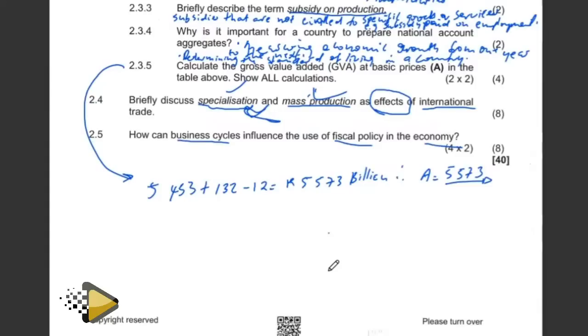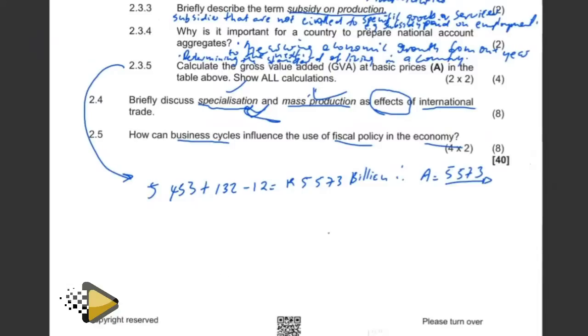Okay, right. So now if you check, the question needs us to outline how the business cycle can influence the use of fiscal policy. So now, as I said, it depends on the status of the economy. Okay, right. So now let's move on to the next question.